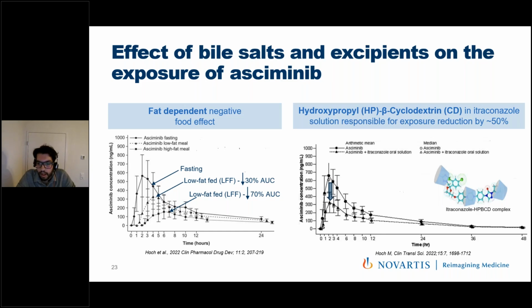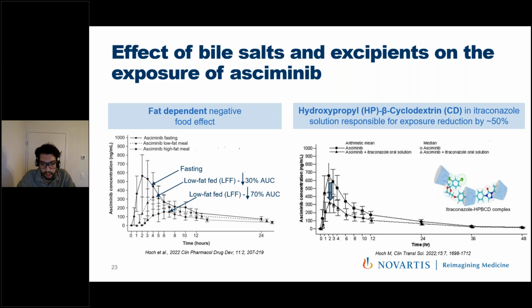In addition to that, another observation we had, which was first, to our knowledge, observed by Genentech, was also a reduction in the exposure of asciminib in the presence of a cyclodextrin solution, which in our case was part of the itraconazole solution, which contained 8 grams of HP-beta-cyclodextrin. And there was a reduction of about 50% in the exposure.